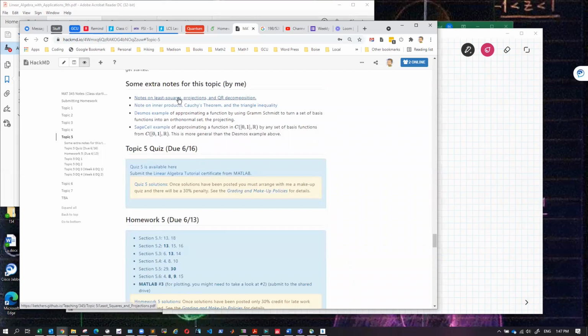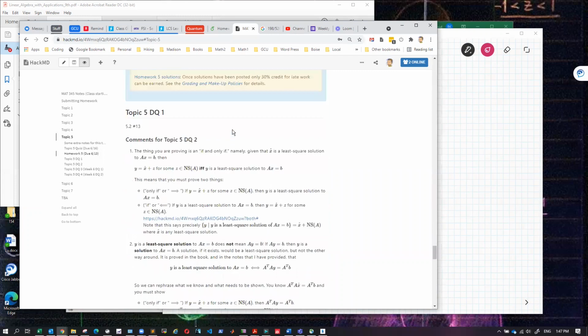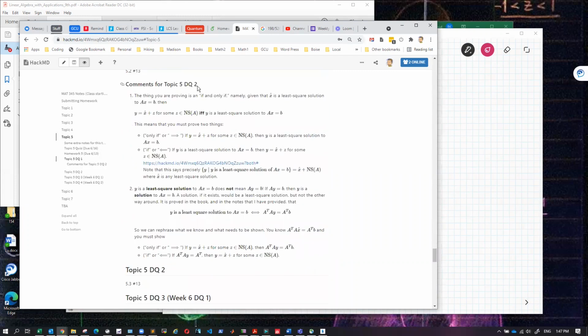But here are some notes on least squares, and I'm going to talk about it some, but I'll probably screw some of it up. So you might want to go look at those notes. Okay. And then just briefly, the comments about topic 5DQ2.